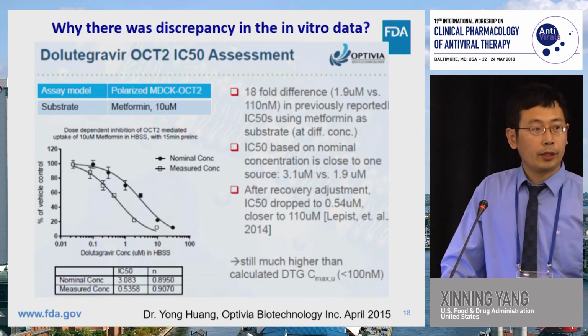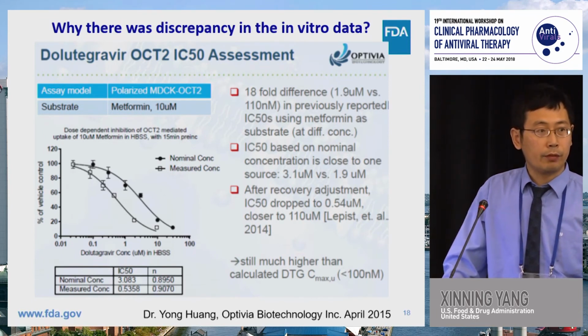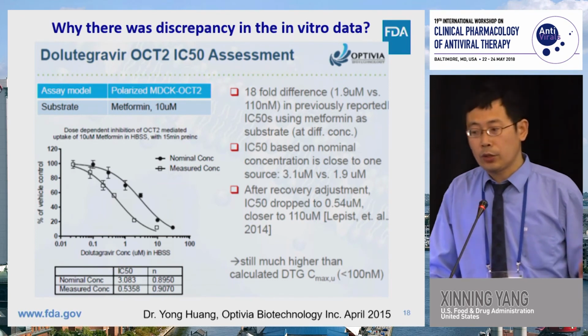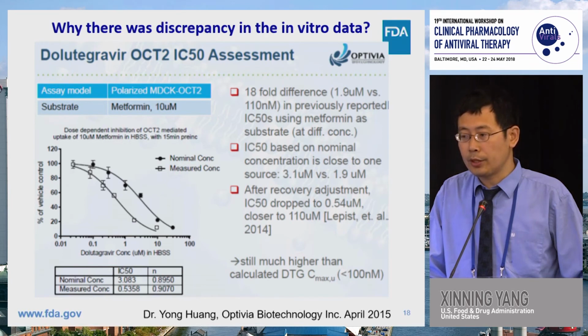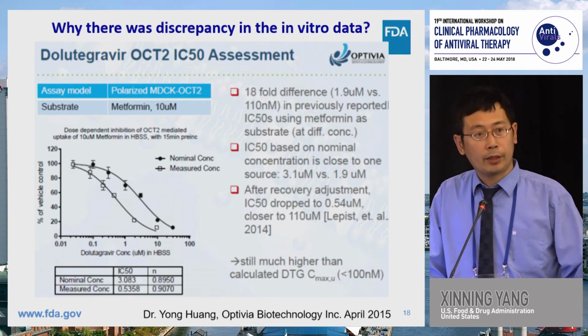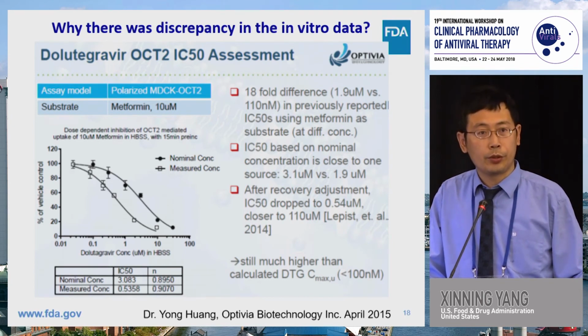If you use that measured concentration, you will find that the curve shifts to the left-hand side, so the IC50 you determine is much less than the one you get using the nominal concentration. With the measured concentration, it gets close to what was reported by the Gilead scientists. This is just to give you an example that we need to pay attention to how this in vitro data are generated, rather than just plugging the number into the equation, calculating the ratio compared to the cutoff, and then making the decision.